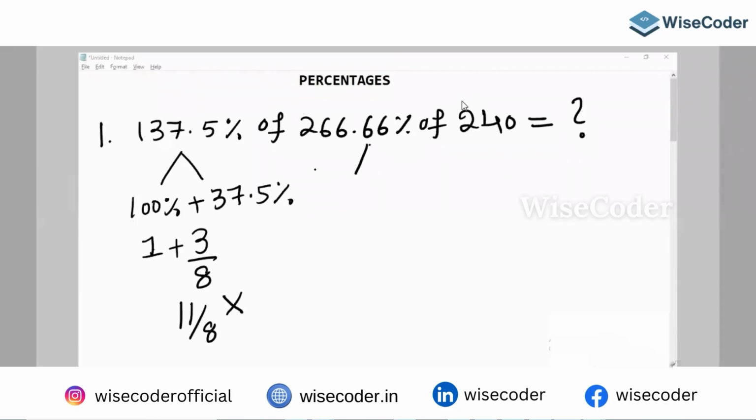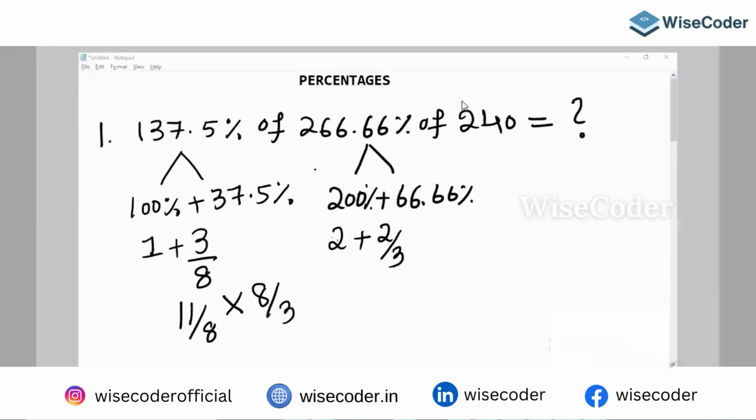Now split these values, ma. 200% plus 66.66%. 200 by 100, so that will give you what? 2 plus 66.66%. Everybody knows 2 by 3. 3 twos are 6, 6 plus 2, 8. So 8 by 3 into 240.